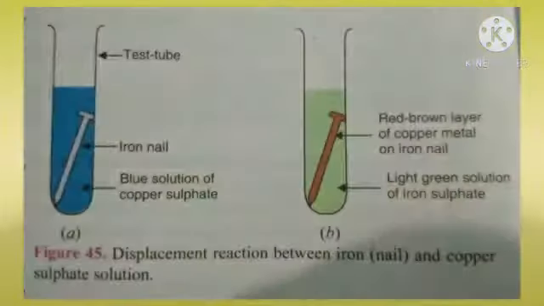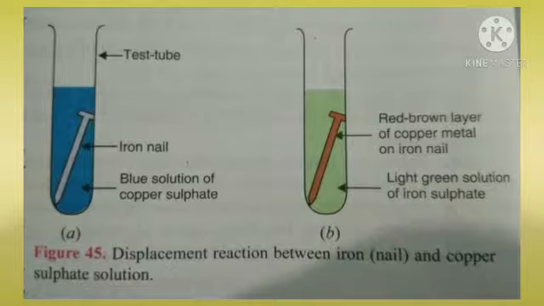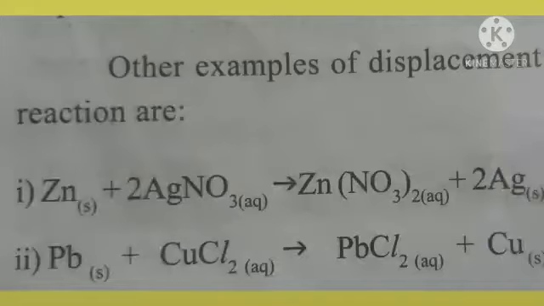Now understand, children, iron is more reactive than copper, so it displaces copper from copper sulfate solution. This is an example of a displacement reaction. Now observe some more displacement reactions here. Zinc reacts with silver nitrate and displaces the silver. Lead reacts with copper chloride and displaces the copper.